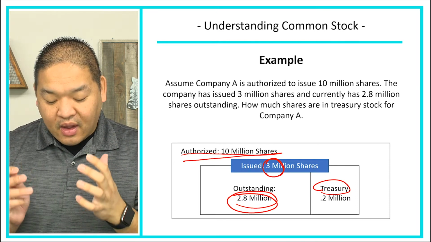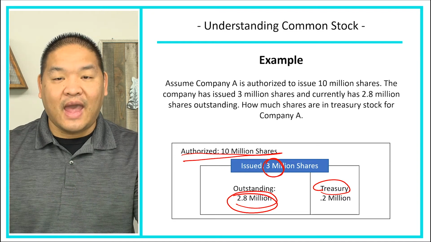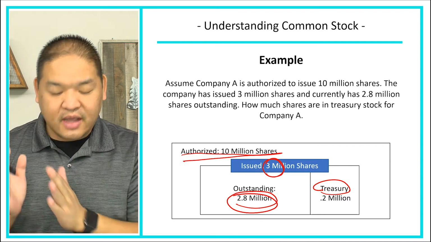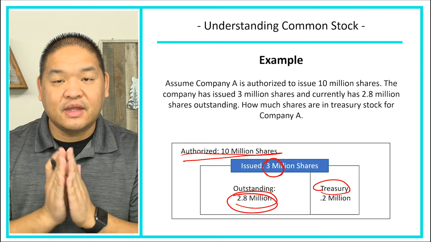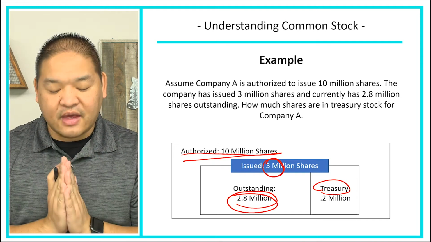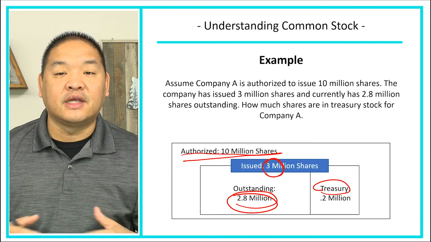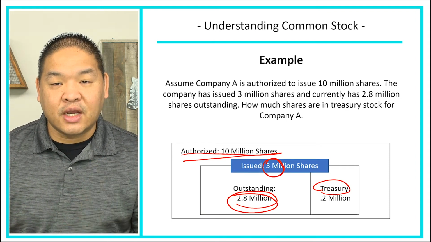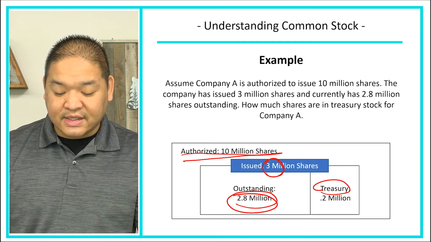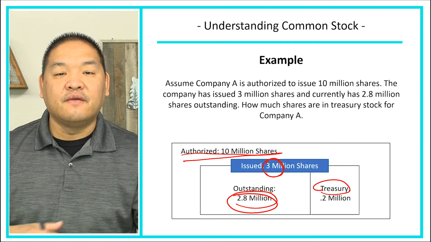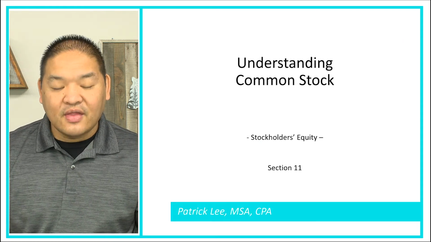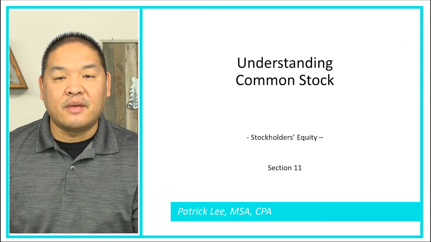So the way that we look at treasury and outstanding is we can add those together and we get issued. So 2.8 plus 0.2 equals 3 million. That's the amount issued, and then from there we've got our 10 million authorized, so we can still issue 7 more million shares later on, which is how all of them work together when it comes to common stock.